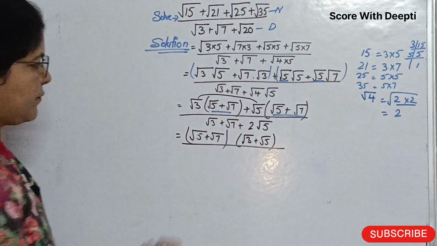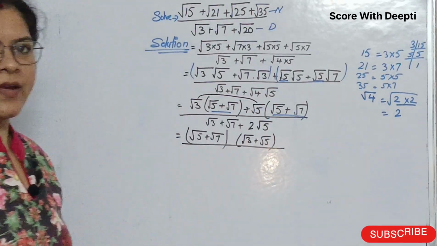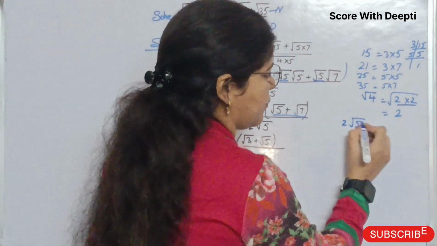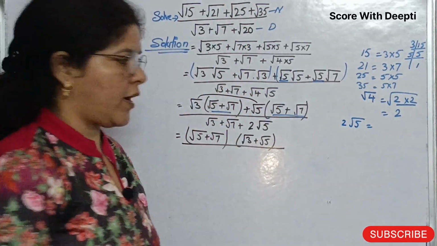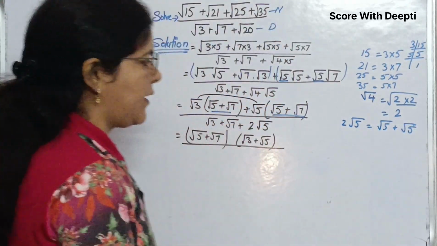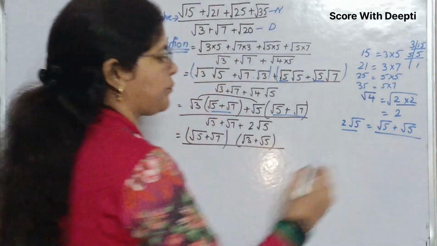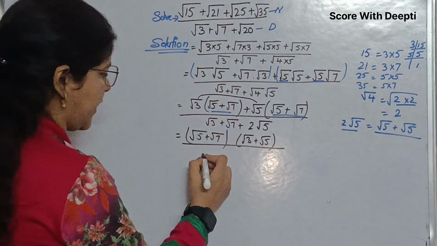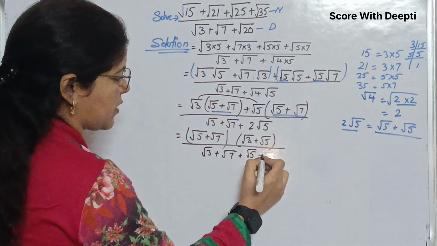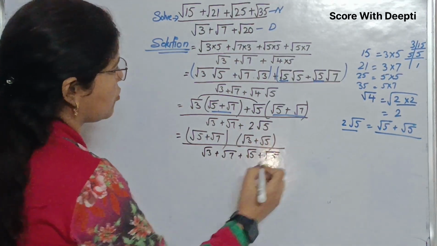In the denominator there is 2 times square root 5. We will write 2 times square root 5 as square root 5 plus square root 5, in place of this. And in the denominator we write square root 3 plus square root 7 plus square root 5 plus square root 5.